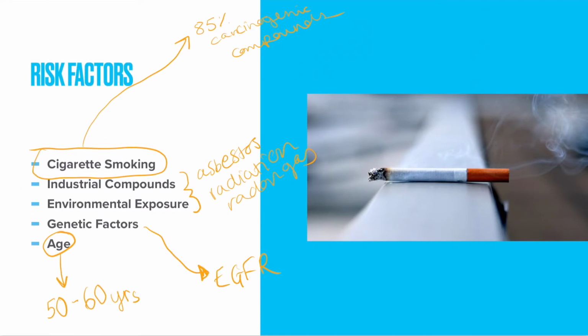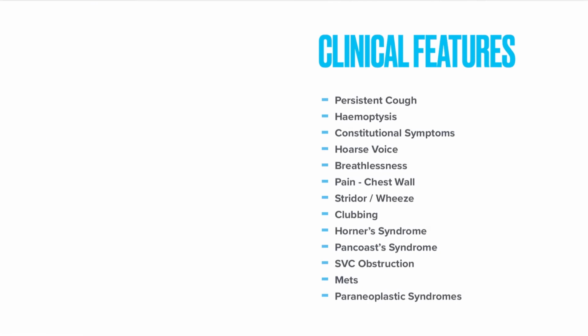So how might someone with lung cancer present? Let's break down some of the different clinical features to try and understand what it is that causes them. I find this really helps me to remember them. So we've got local symptoms and signs. These will be from the tumour causing pressure on local structures.